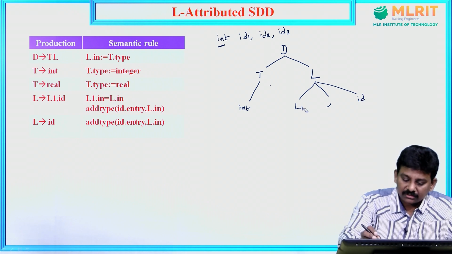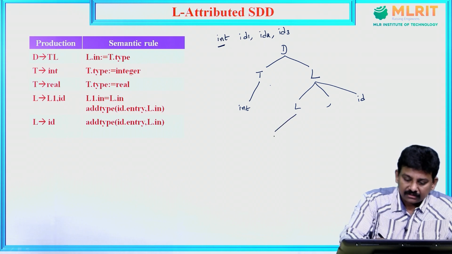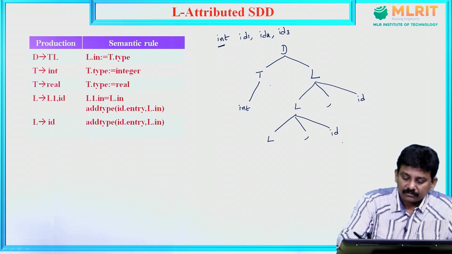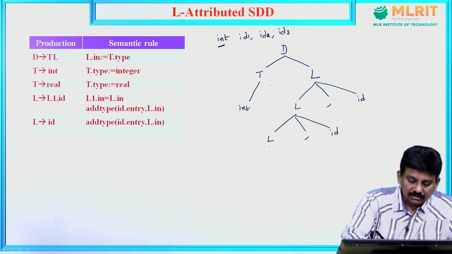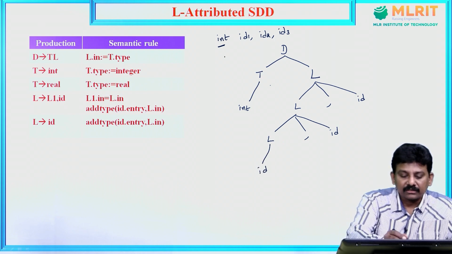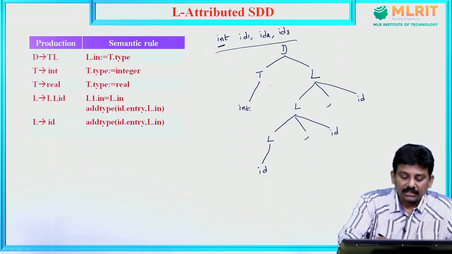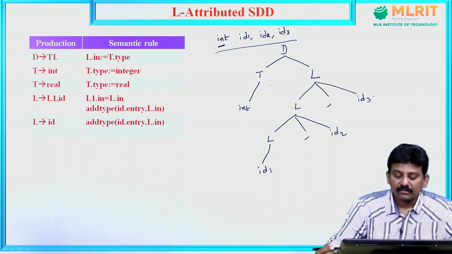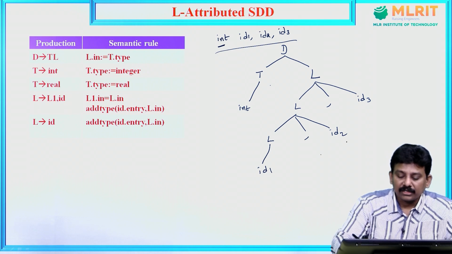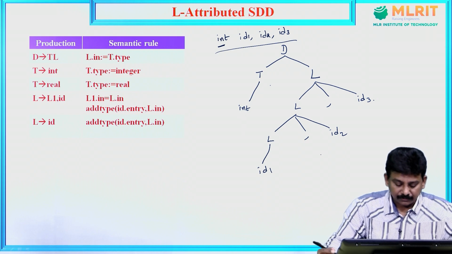L1 and L are both the same symbol. Then L derives once again L comma ID. Then L derives ID. If you collect all the leaves, we get the declaration int ID1 comma ID2 comma ID3. Now we have to evaluate the attribute values for the nodes.